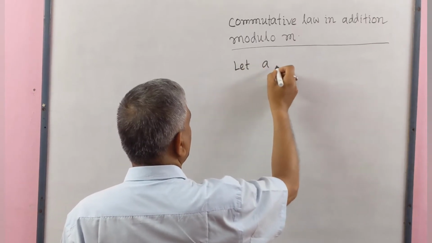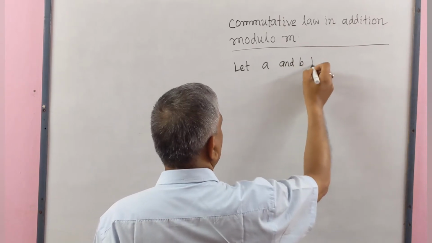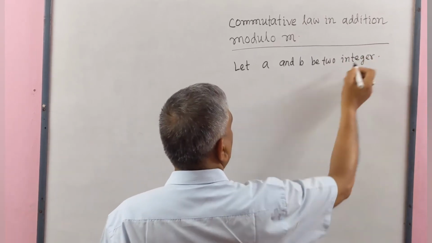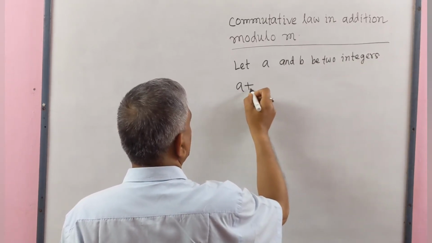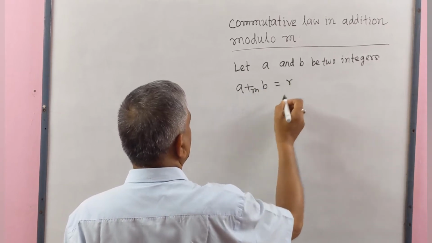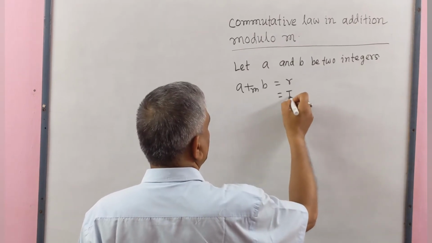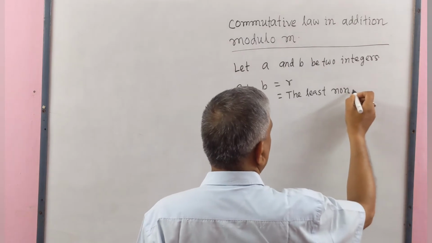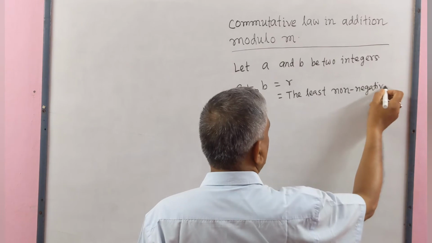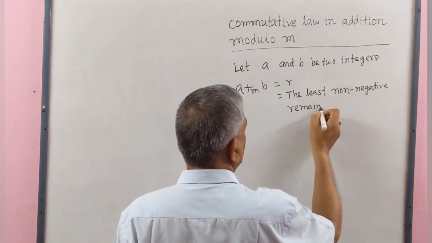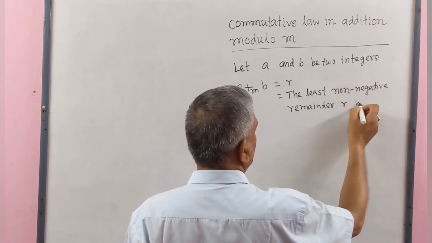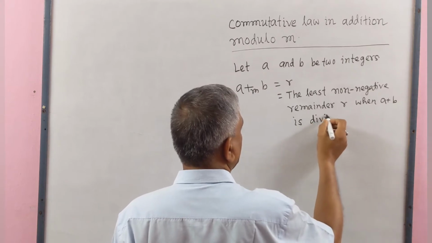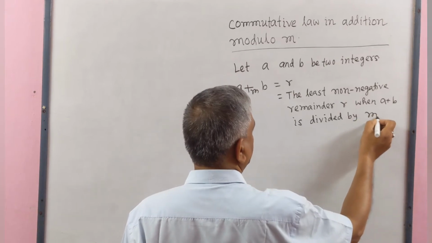Let A and B be two integers. A addition modulo M B equal to R means the least non-negative remainder R when A plus B is divided by M.